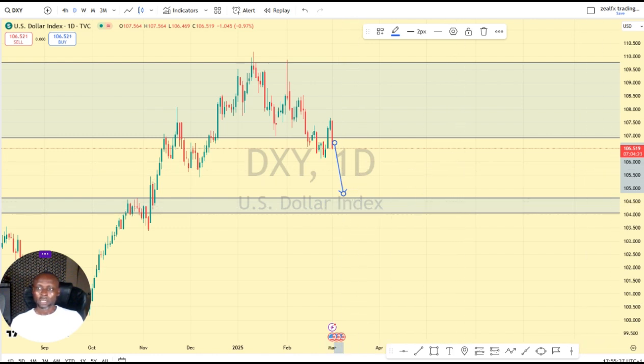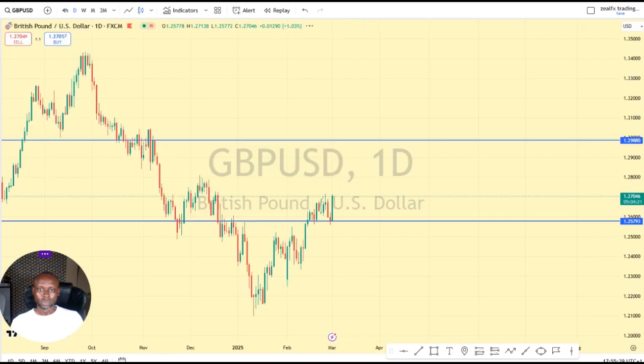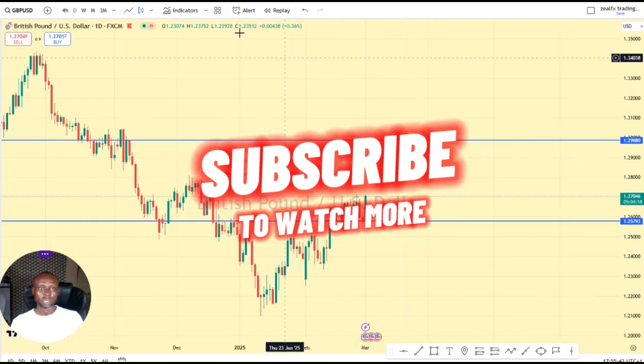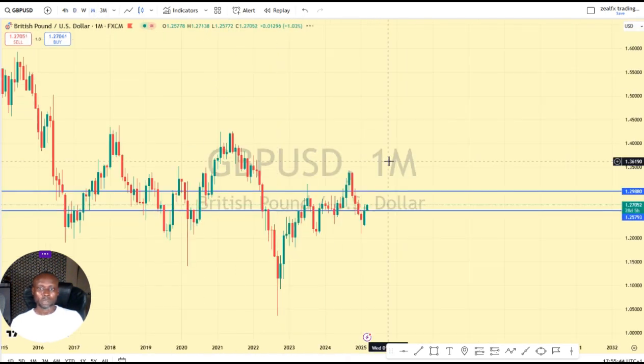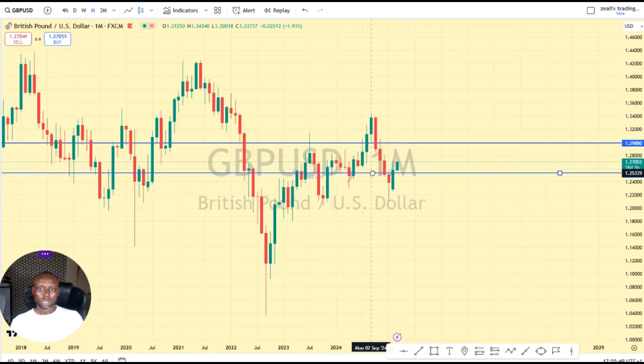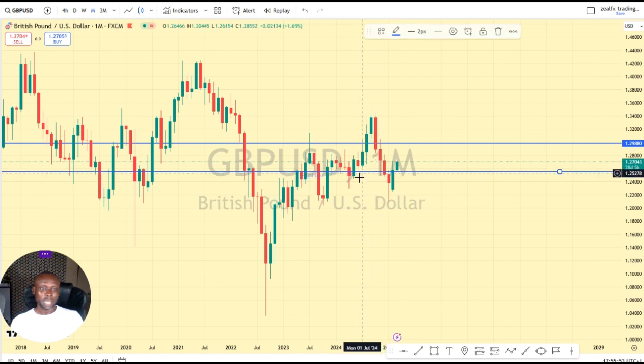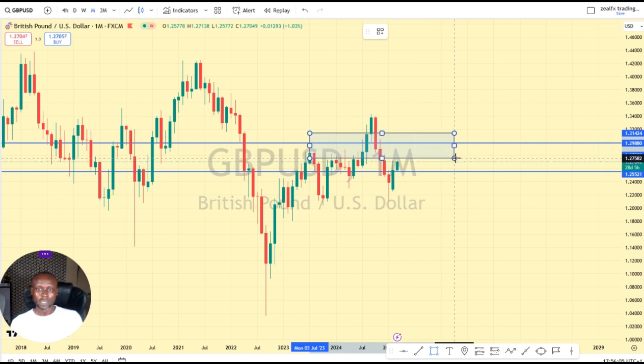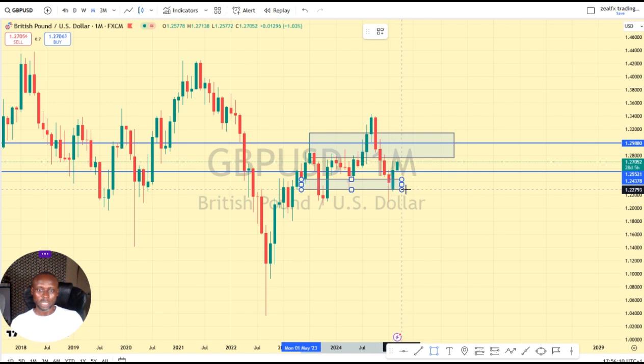So let's look at British pounds USD. British pounds USD on the monthly chart closed on a support level. So long as the British pounds USD on the monthly chart closed on a support level, we know that price will still continue to push higher because we still have an uptrend structure on the British pounds USD. On the monthly chart, we have a resistance at this area. Then we also have a support at this area on the monthly chart.